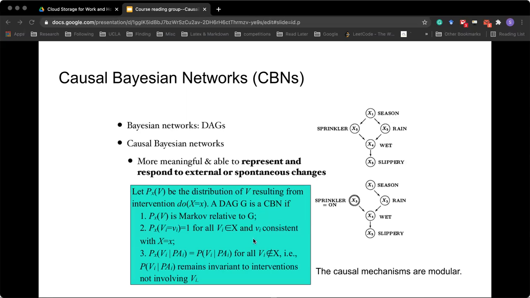That's the third condition. For the third condition, there are a lot of other names. Some people would say the causal mechanisms are modular. What we call modular is that if we intervene on X3, the change will only happen on X3, but all the causal mechanisms for other nodes will not be affected. So they are somehow independent, and we can also say there are a lot of modules in this whole causal model. That's why they call it modular.